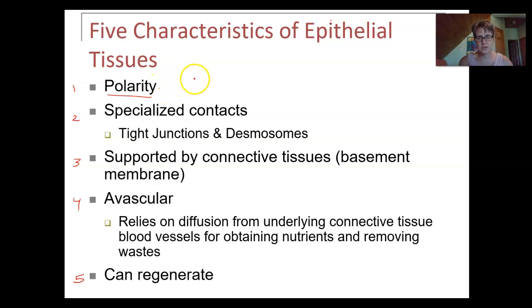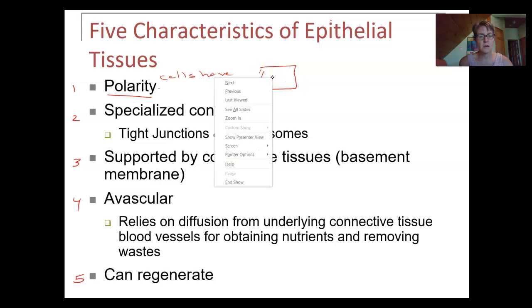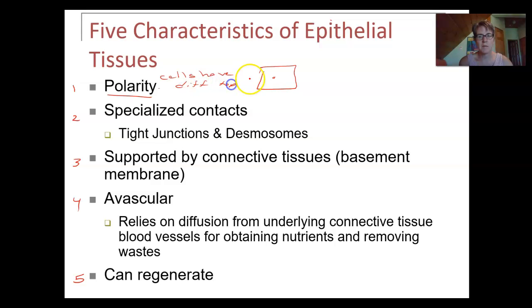So the first characteristic is that these cells have polarity. What that means is, if this is a cell, it has a different top and bottom. It has a top layer called the apical end and a basal end. Basal is like a basement, right? Basal is bottom, apical is top.